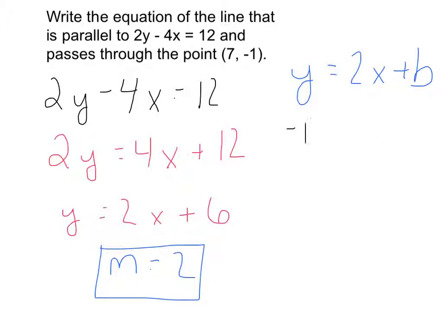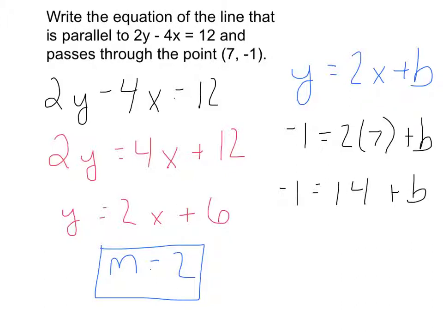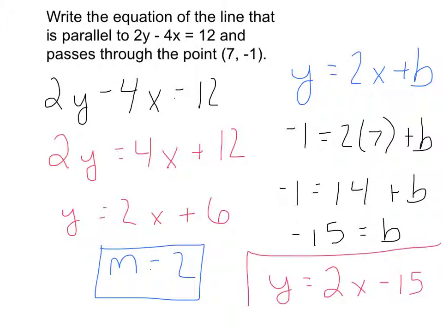Here's where I use 7, negative 1. I plug in negative 1 for y. I plug in the 7 for x. I'm going to solve this equation. So I'm going to get that b is negative 15. And that is my final equation, y equals 2x minus 15. So the equation of the line that is parallel to 2y minus 4x equals 12 is y equals 2x minus 15, and that also passes through the point 7 comma negative 1.